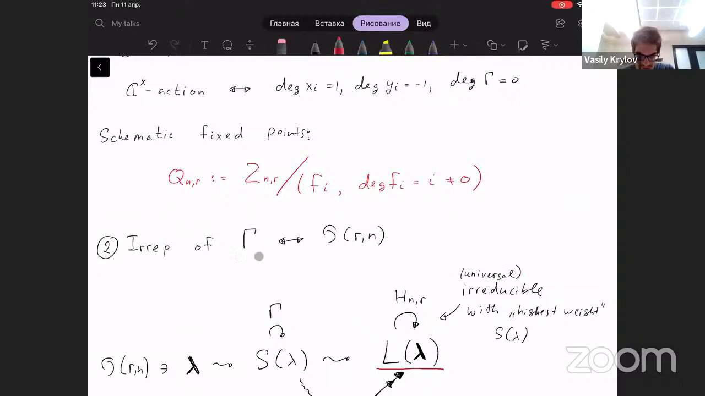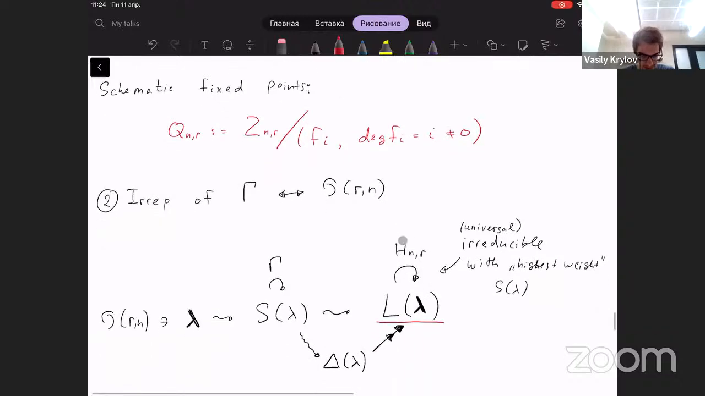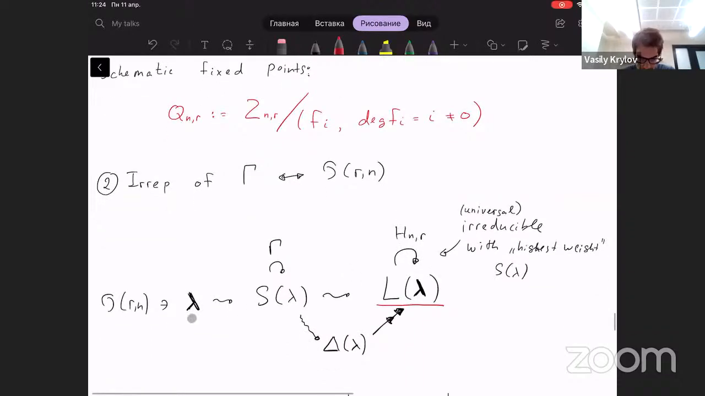Irreducible representations of gamma: this is like the first sign that we're doing the right thing. The irreducible representations of gamma are in bijection with the same set of R-multipartitions of n. Starting from an R-multipartition, we can consider the corresponding irreducible representation of gamma, and then, using this general procedure, associate to it the induced standard or Verma module for the rational Cherednik algebra and consider its simple quotient, which I denote by L of lambda.